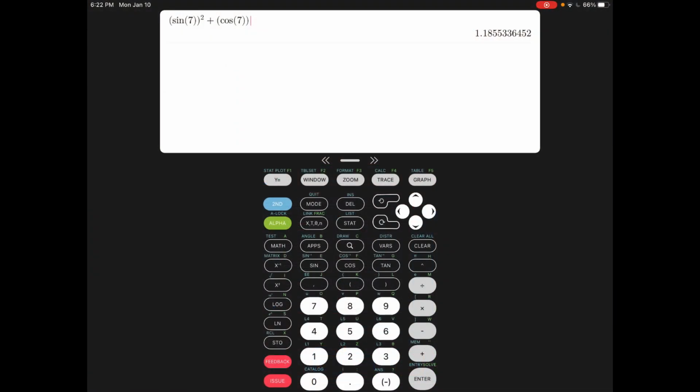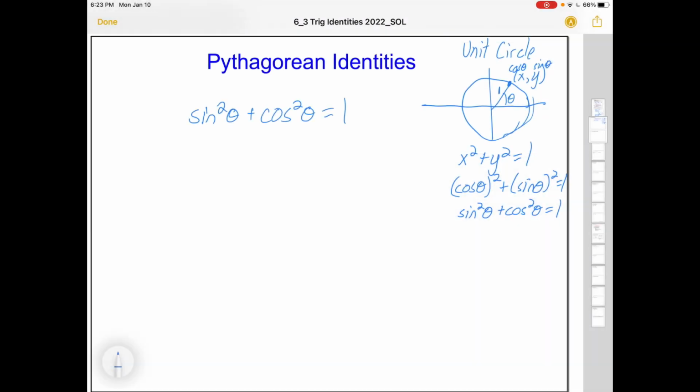My lucky number is 7, so I've got sine of 7 all squared plus the cosine of 7 all squared, and guess what? It gives me 1. If you put in your lucky number, it'll do the exact same thing. It's an identity. It works for all numbers. So there's the Pythagorean identity in primary trig ratios. You can also do some neat things with it.